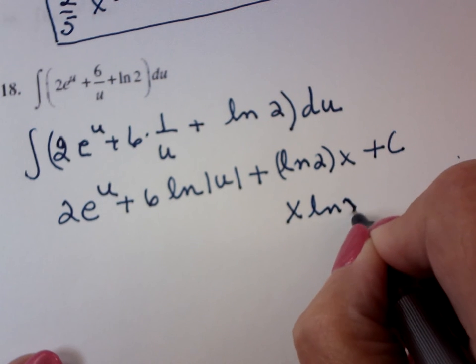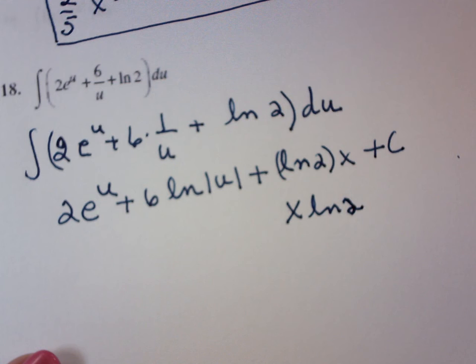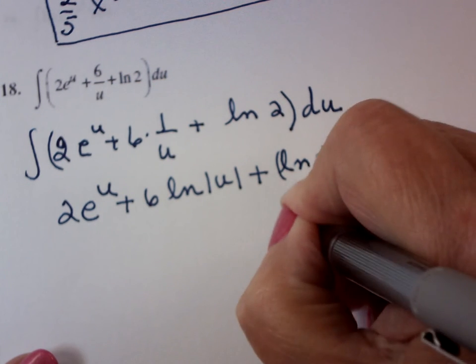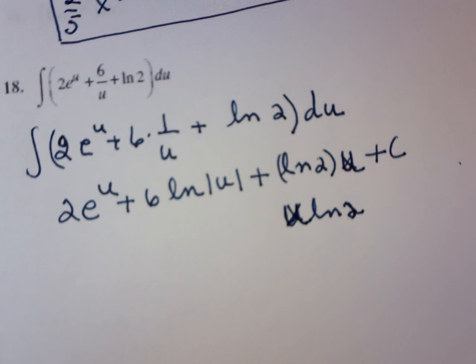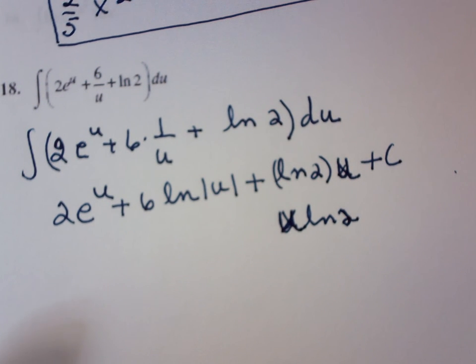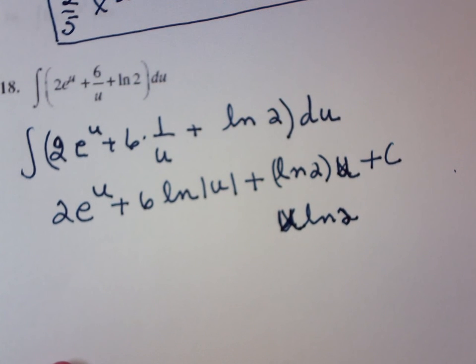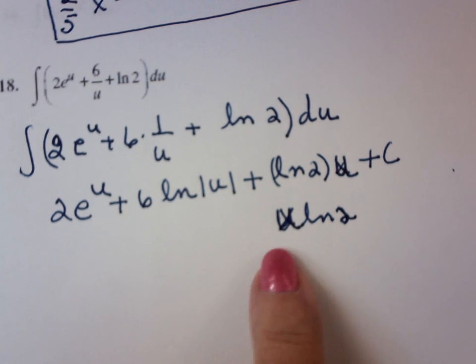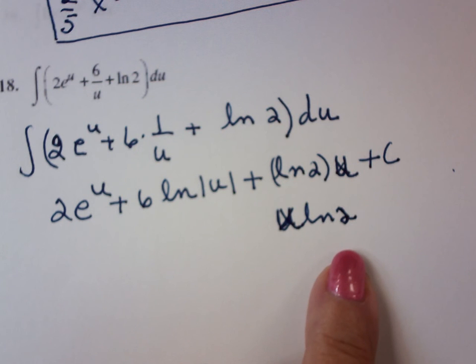Wait, is it x or is it u? Oh, u. That's my bad. Who's the one who insisted on asking what the variable of integration is? Oh, it's me. So it's the natural log of 2 times u, or u natural log 2. That's the way you see it written most of the time, so you don't get confused into thinking the u is inside with the 2.